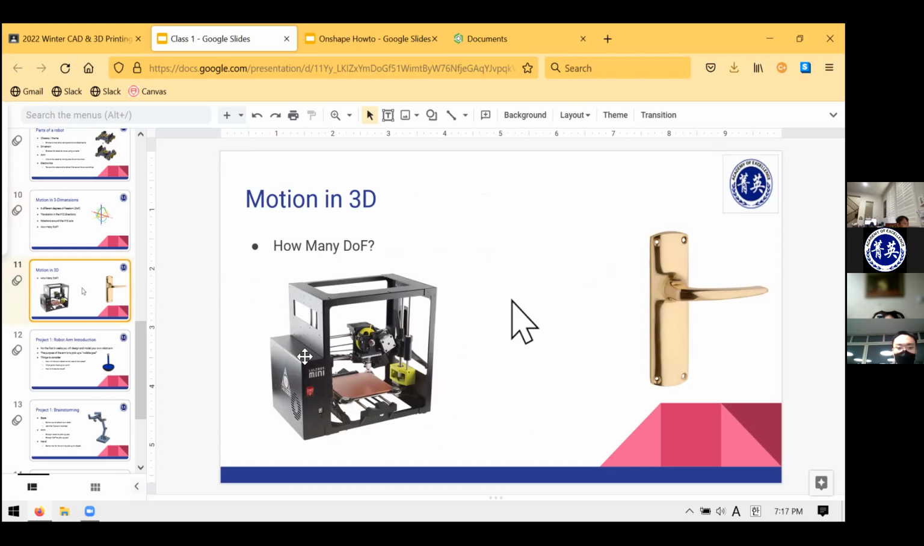So number 1 is a 3D printer. Number 2 is your mouse pointer. And number 3 is this doorknob. Take some time to think, and if you maybe have an answer, type it out in the chat, or at this point, feel free to unmute yourself and say something.